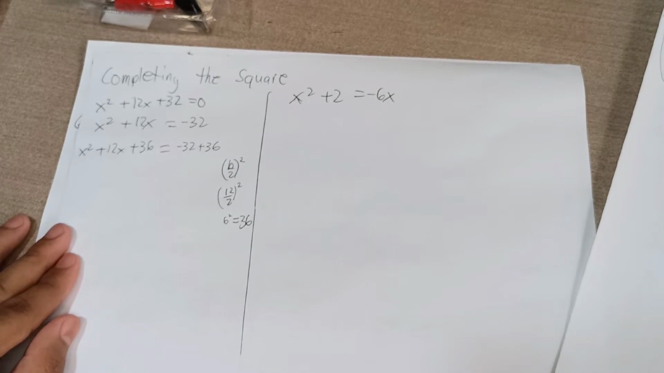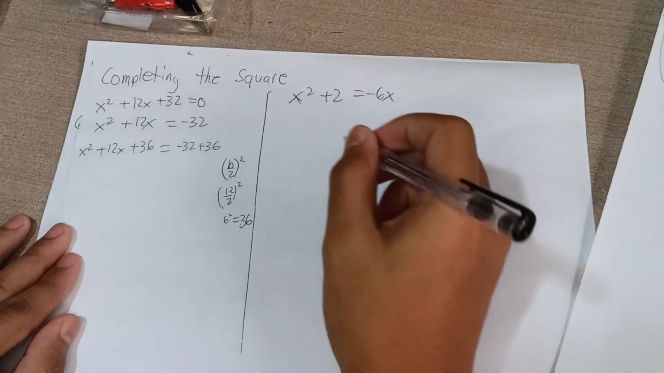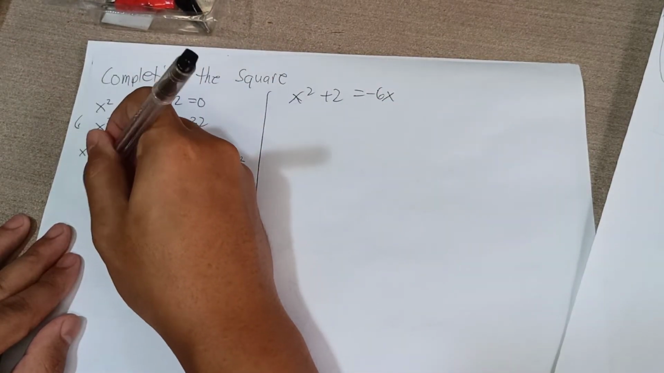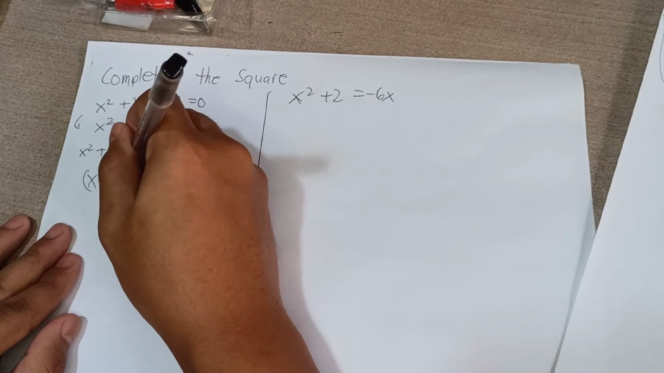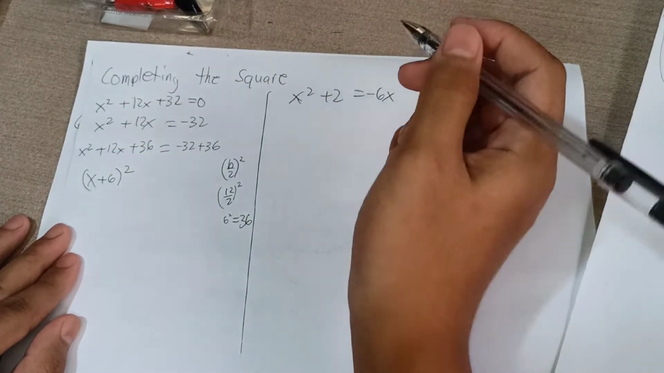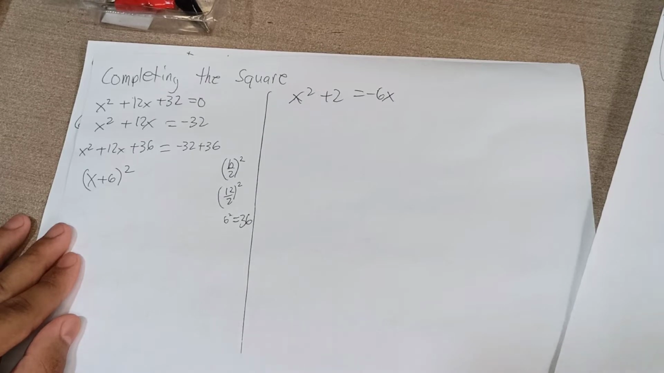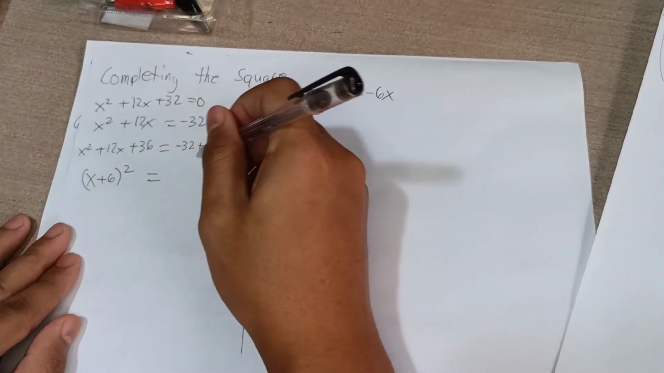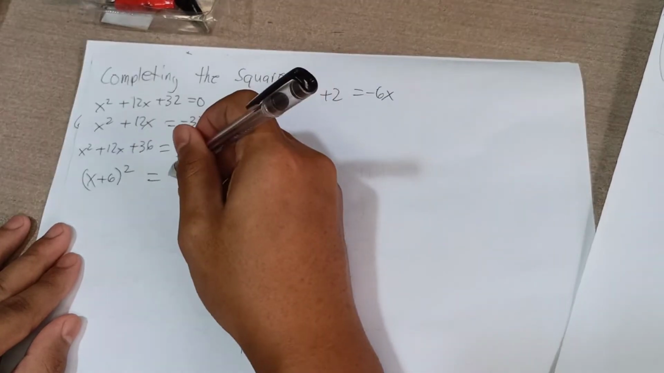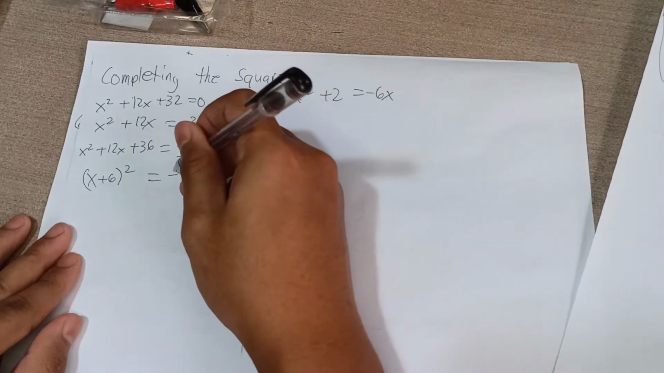Now, we can factor the perfect square trinomial to make it have a square sign. If we do the math, it will be x plus 6 squared. It will be x plus 6 squared if we do the factoring method. Equal to, if we simplify it, negative 32 plus 36, it will be positive 4.